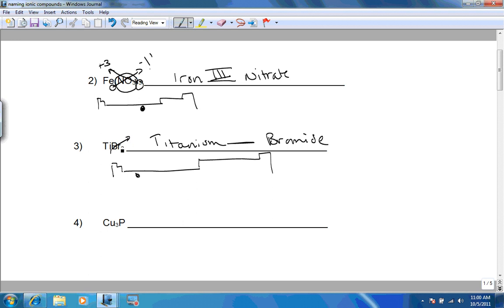We're going to uncross it just like we did up on number 2, +3 and -1. This time we're going to check bromine to make sure it's the right charge. Bromine is here. It's supposed to be a -1, and according to this, it is. So that's fine. That means our titanium is a +3 charge.